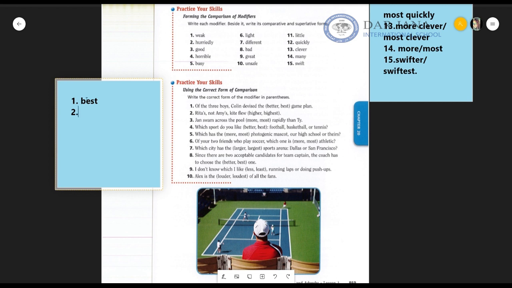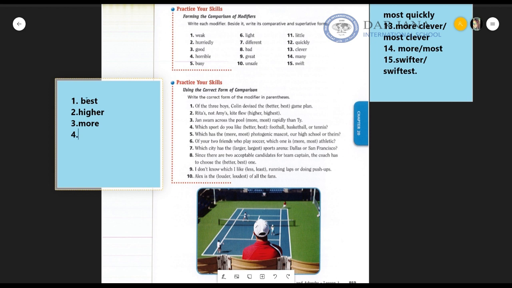2. Rita's, not Amy's kite, flew higher or highest. So I'm comparing Rita's kite to Amy's kite and how high the kites did fly. So 2, comparative, so higher. 3. John swam across the pool more or most rapidly than Ty. Again, how did John swim against how did Ty swim? 2 different actions, so I'm gonna go with the comparative form, which is more.